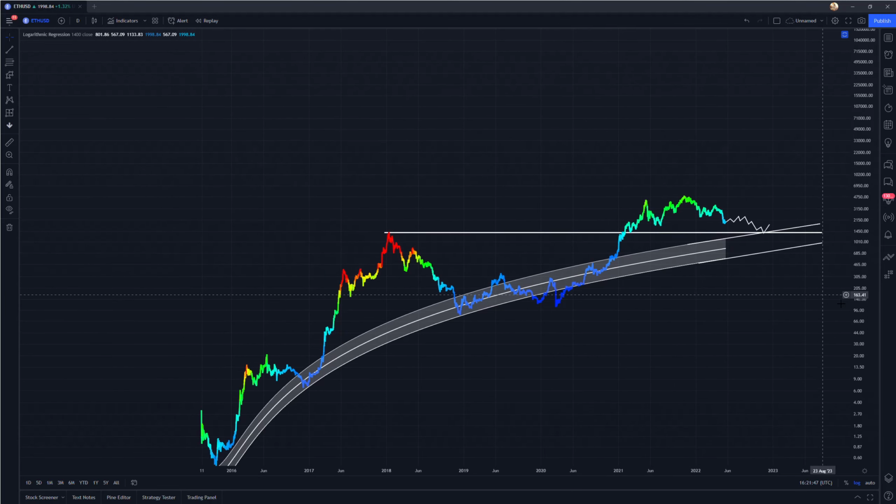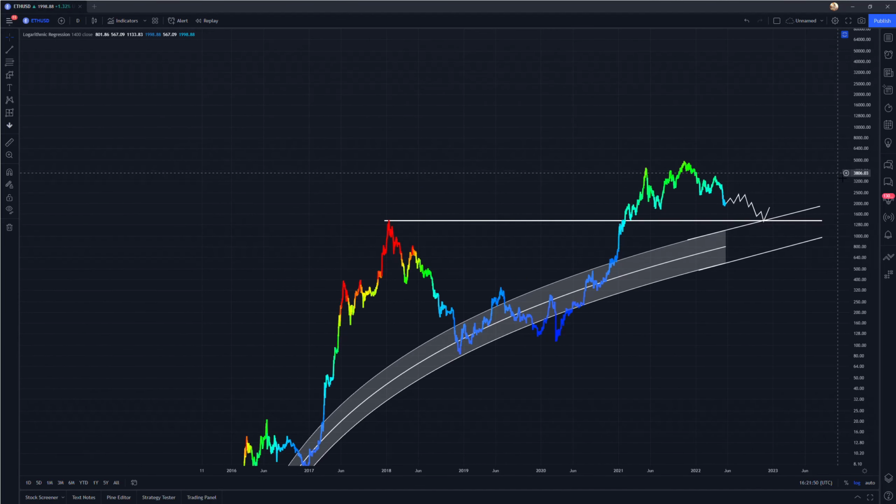Obviously this is going to take a while to play out, and I think you just have to give it time and be patient. But if you see price action within this regression band for the long term, that is going to be a great region to accumulate, just in my opinion. Again, it's not financial advice.